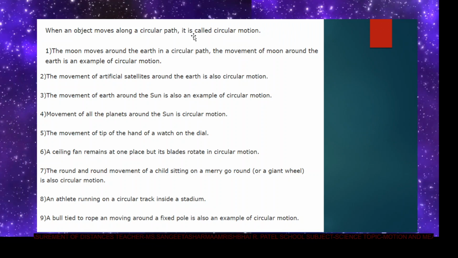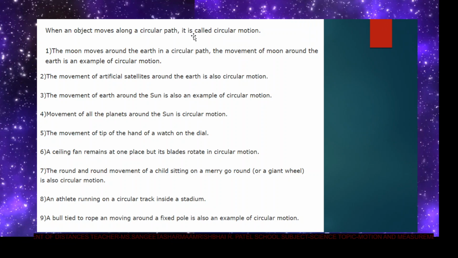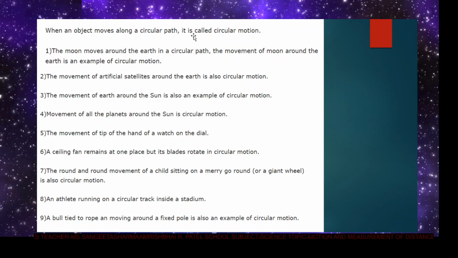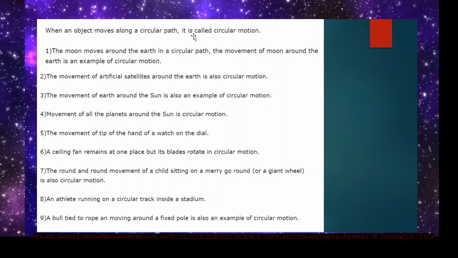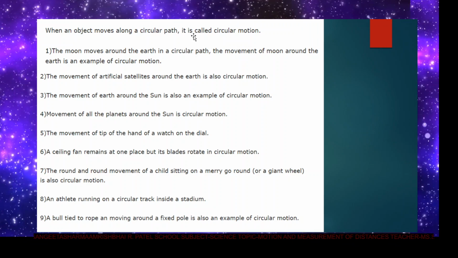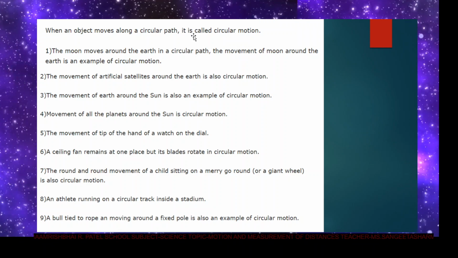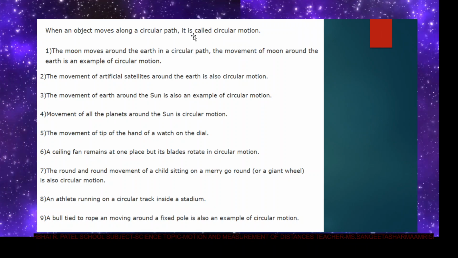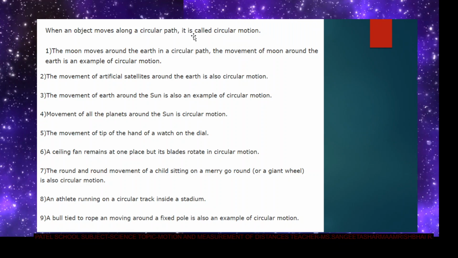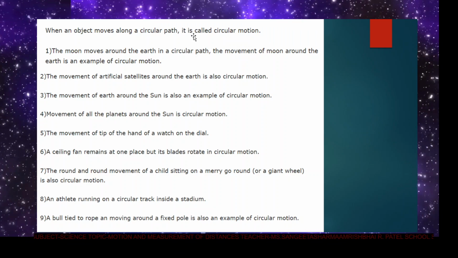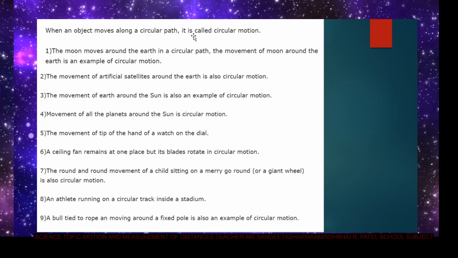Remember, it's very easy to remember because it is dependent on the path. If the path is straight, the motion is rectilinear. If the path is circular, motion is circular motion. Now the examples of circular motion: the moon moves around the earth. Okay, that is the example of circular motion, the movement of moon around the earth.